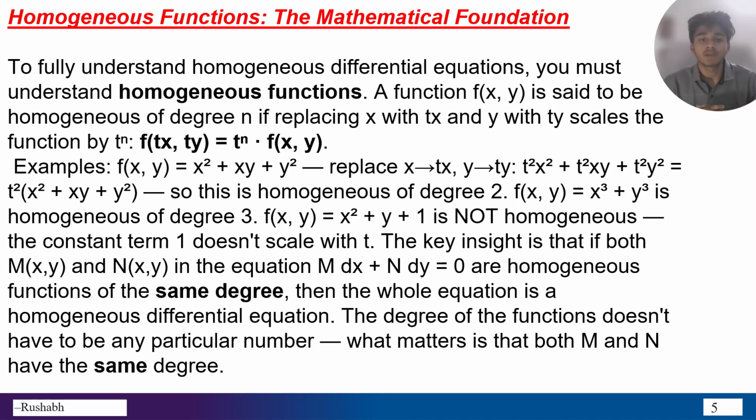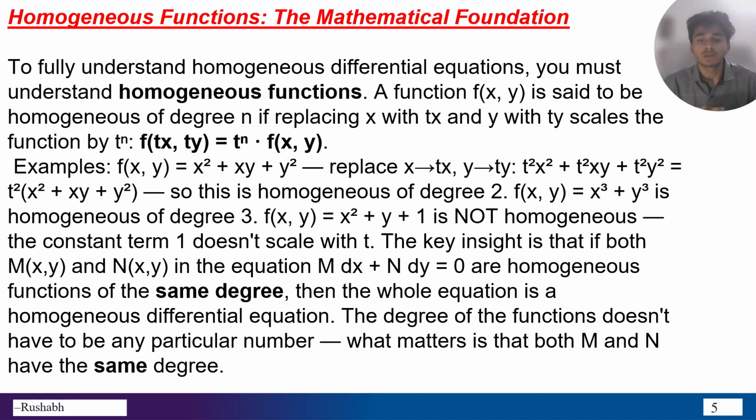For example, if we take a function f(x,y) = x² + xy + y² and replace x with tx and y with ty, t²x² + t²xy + t²y² will be the expression after substituting. We take t² common. From that we get t²(x² + xy + y²). So this is homogeneous of degree 2.